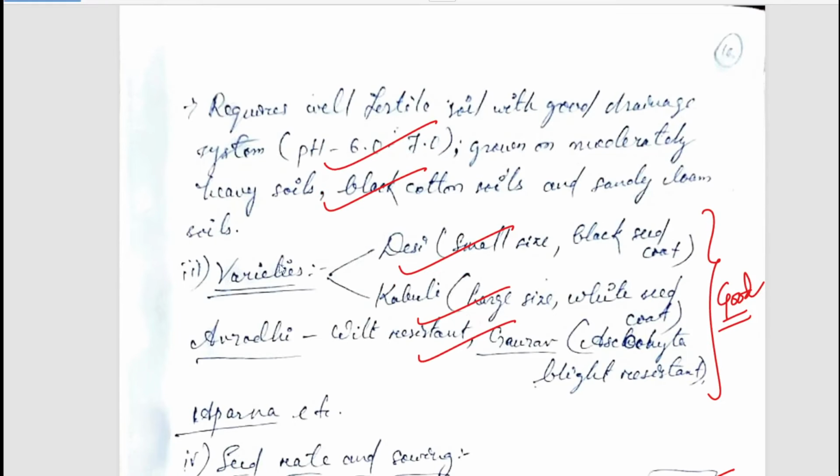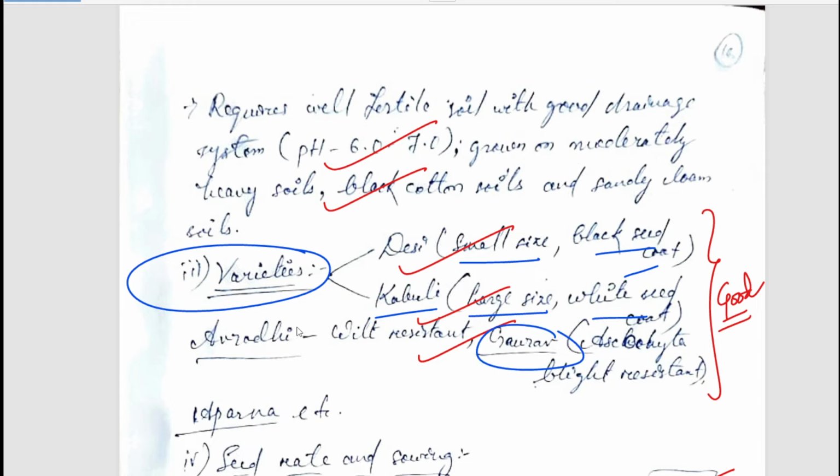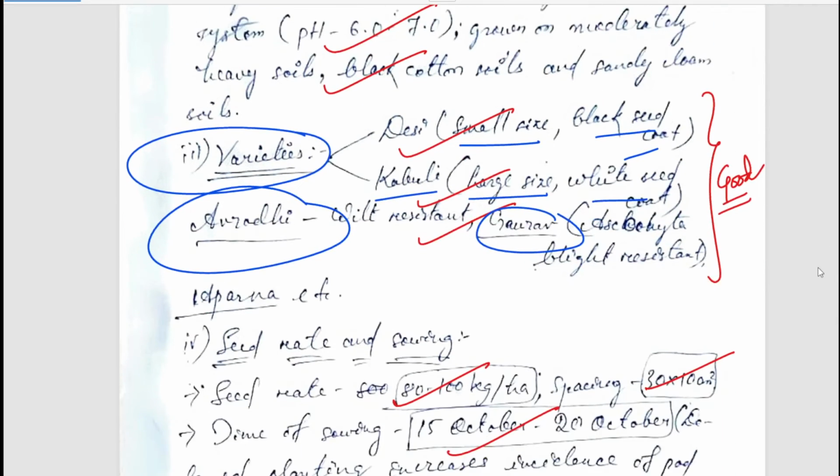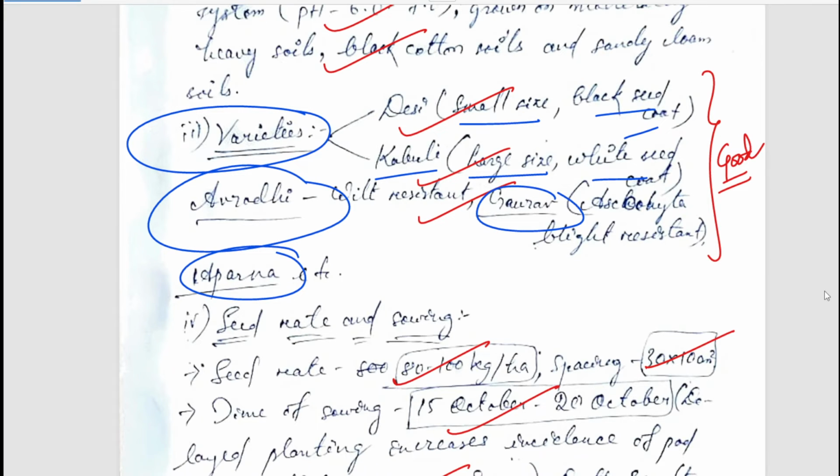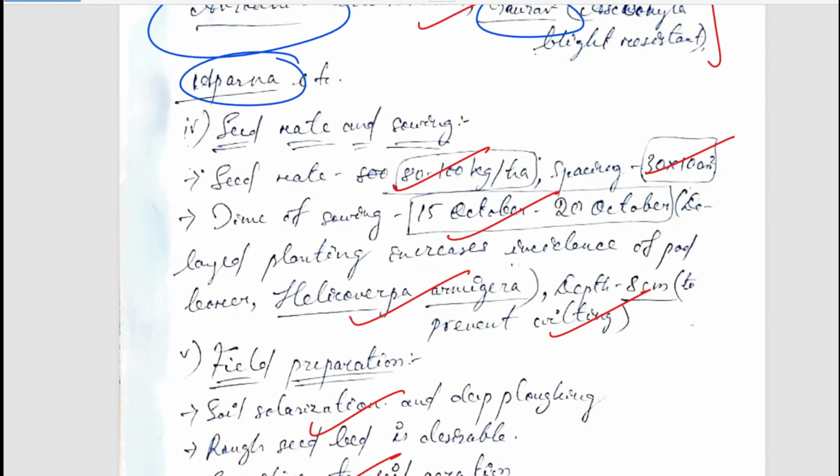So varieties, I think very important varieties have been mentioned. In Desi varieties, we have small size black seeded coat. In Kabuli varieties, we have large size white seed, and some names of varieties have been mentioned, such as Gaurav, Arundi, or Odi. These are some of the varieties. Aparna, sorry. So remember at least two, three varieties of all the important crops, that will help you in this package of practices, and seed rate, sowing and all the things.